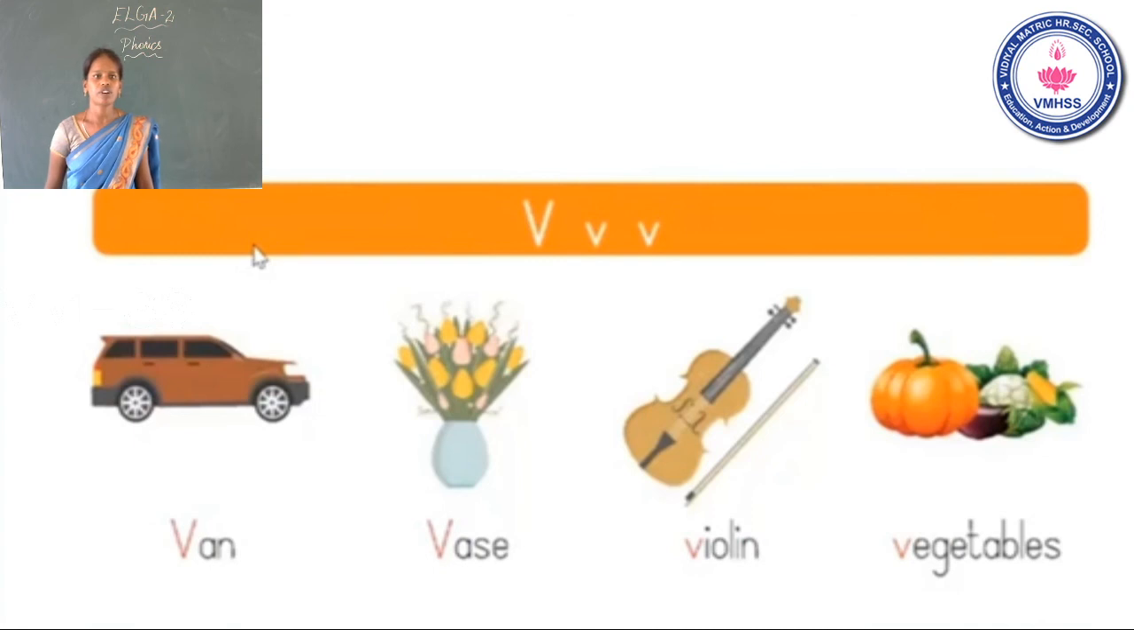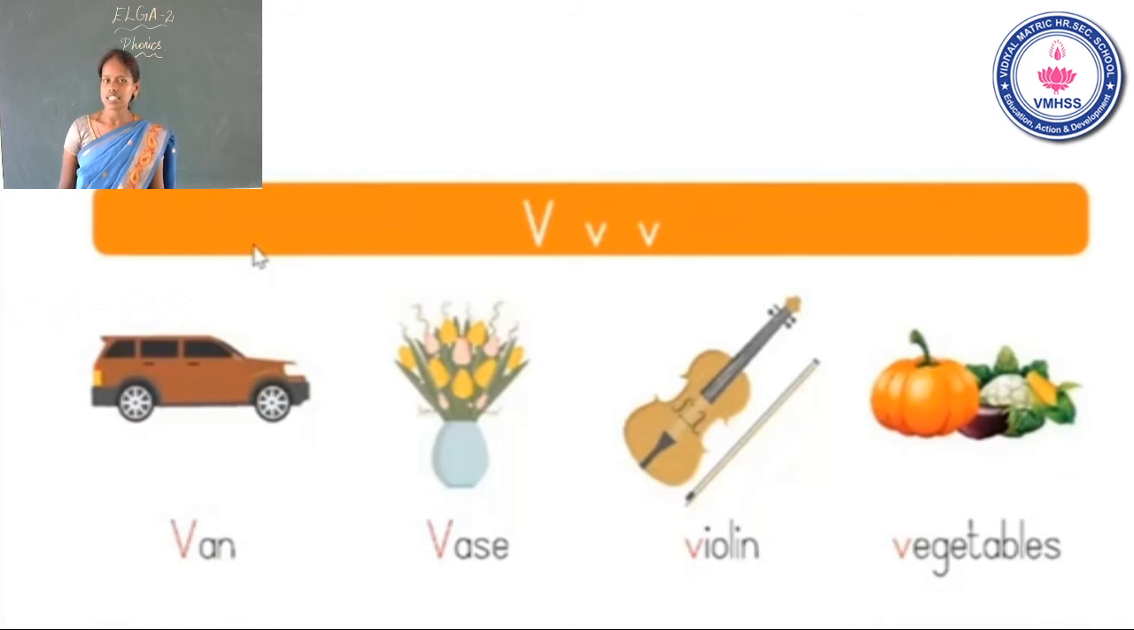Okay, the name of the letter V. The sound of the letter V. First one, van. Van. Okay, vase. Vase means flower vase. Third one, violin. Violin. Fourth one, vegetables. Vegetables. Okay. First one, van, vase, violin. Fourth one, vegetables. Okay.